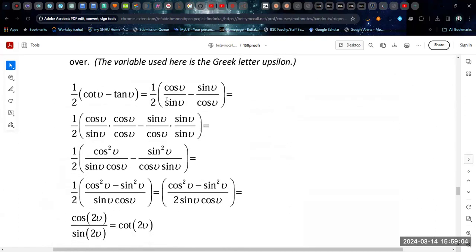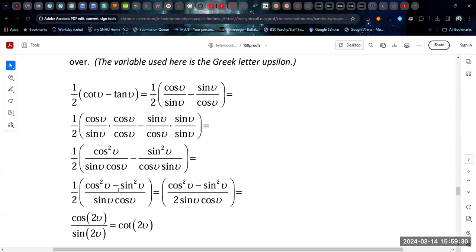again, working from this right side, we want to convert everything over to this double angle formula. So rewrite as cosine over sine and sine over cosine. We're going to find a common denominator. So I'm going to multiply this one by cosine over cosine and this one by sine over sine. They both have sine and cosine in the denominator, so we can add them together.